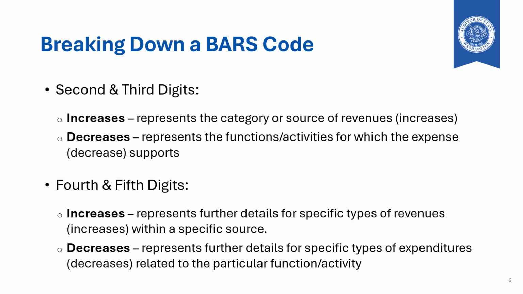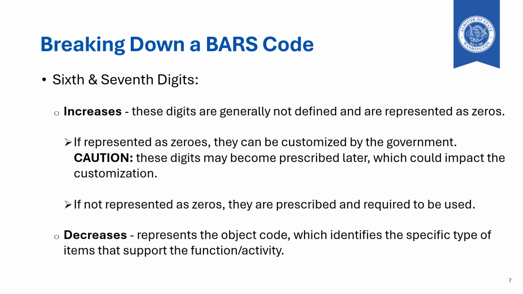The fourth and fifth digits for increases represent further details for specific types of revenues or increases within a specific source. For decreases, the fourth and fifth digits represent further details for specific types of expenditures or decreases related to that particular function or activity. Lastly, we have the sixth and seventh digits.